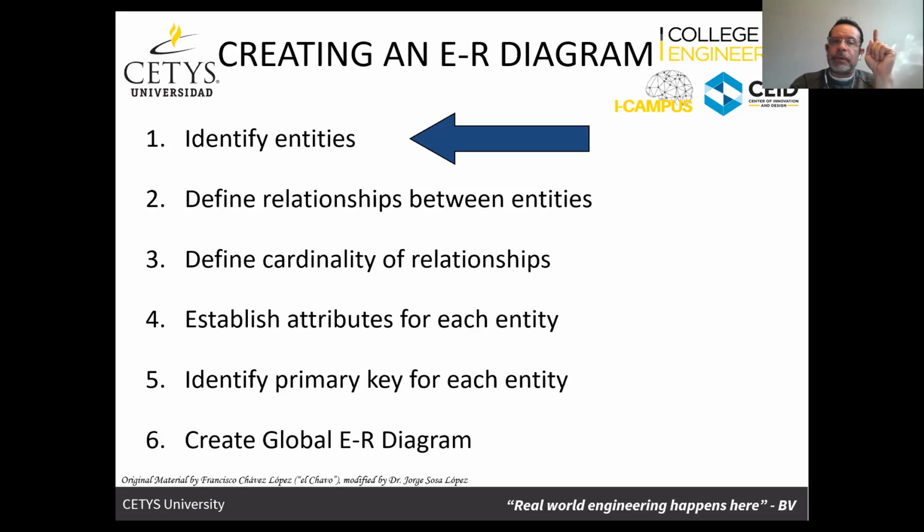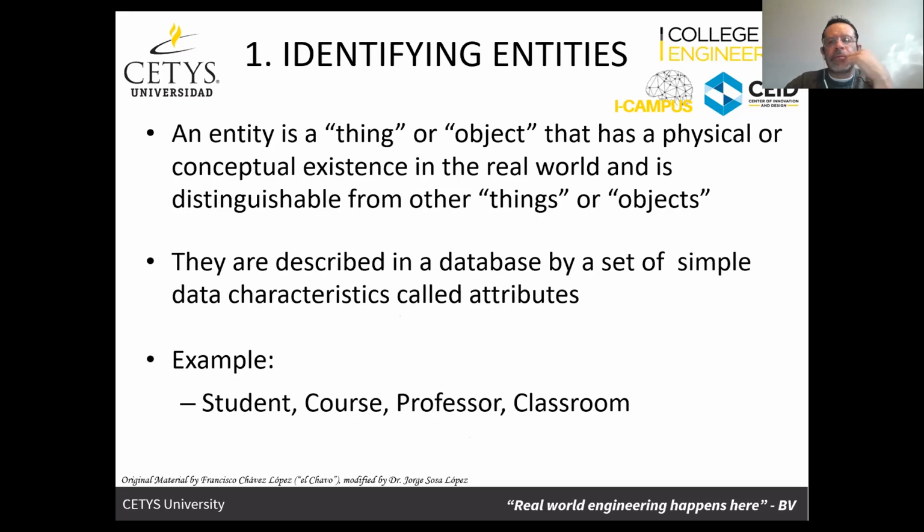So the first step in creating the conceptual model, the ER diagram, is to identify the entities in our system. What is an entity? An entity is a thing or an object that has a physical or conceptual existence, meaning it can physically exist or it can conceptually exist. But it's there. It exists in the real world, and it is part of the context of our situation or problem.